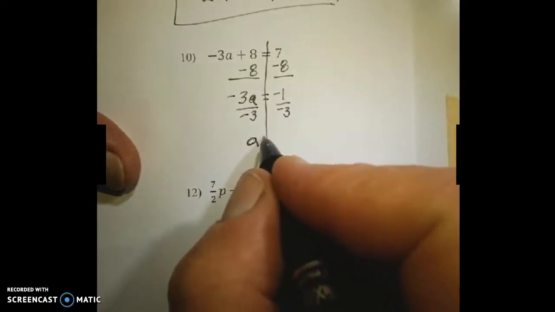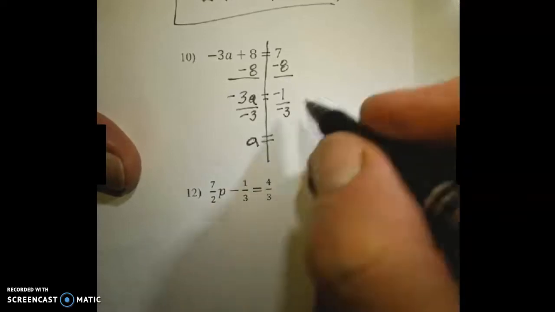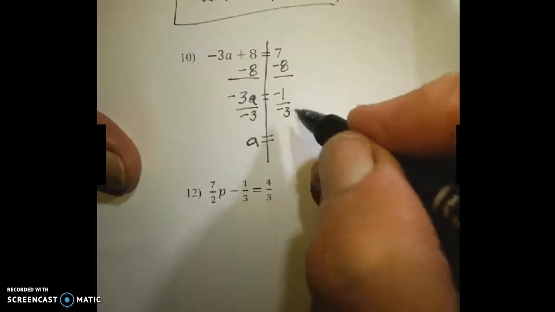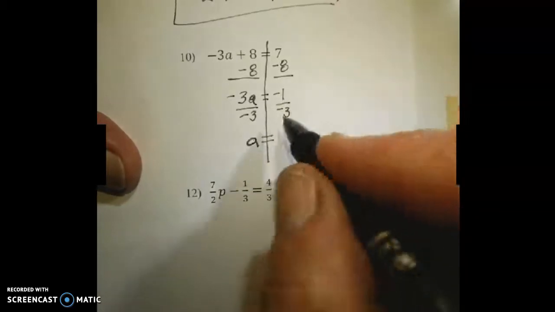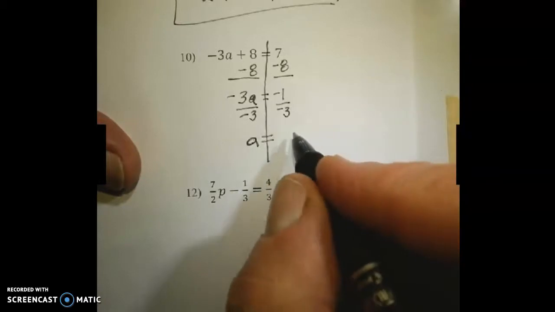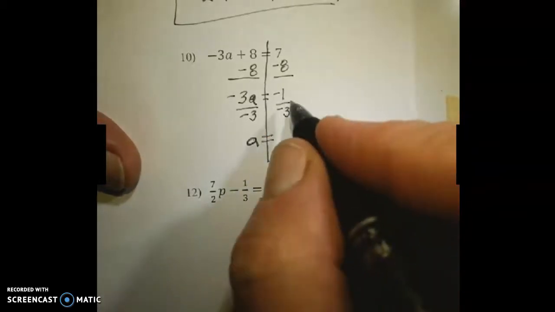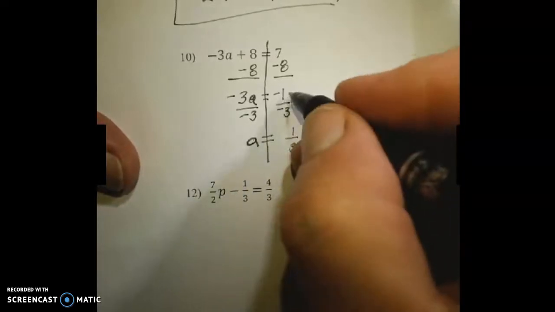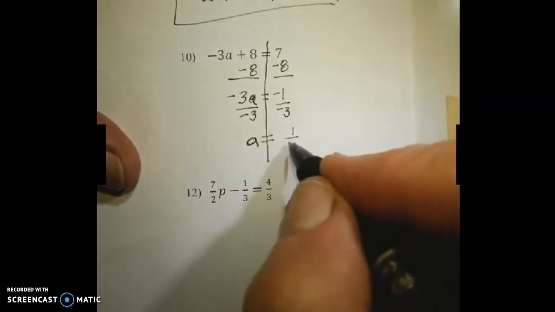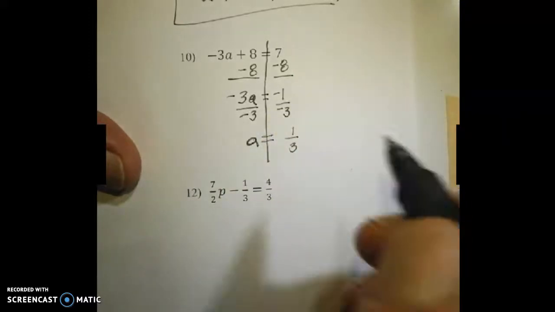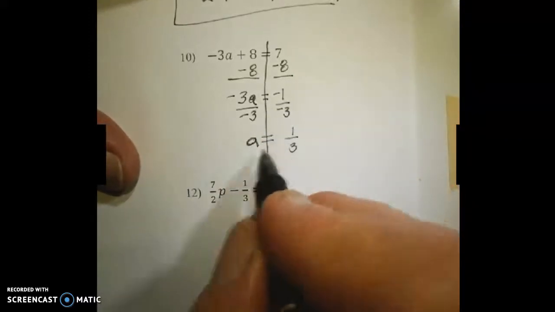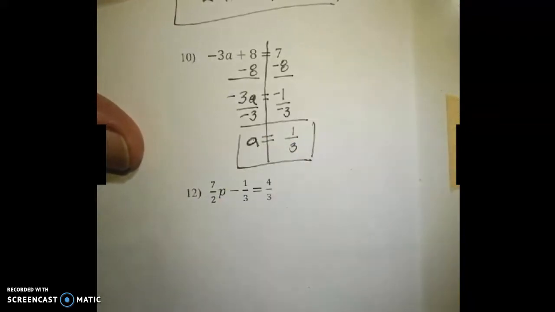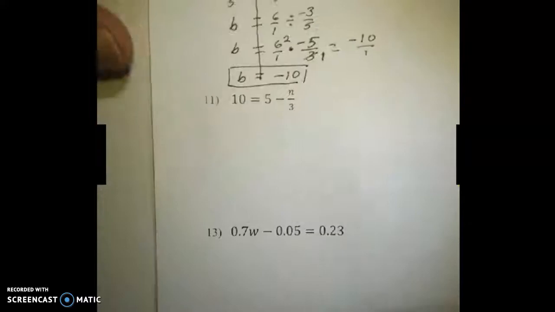You want to get a completely by itself. On the right, well, negative 1 divided by negative 3. A fraction is a wonderful answer. Leave it that way. 1 divided by 3 is just 1/3, and a negative divided by a negative is a positive. Don't leave a double negative like that. So the correct answer is a is equal to 1/3, and we move on.